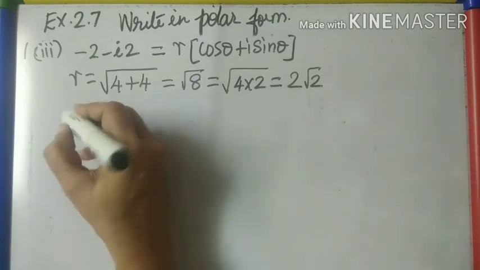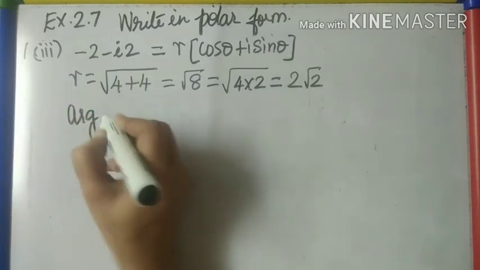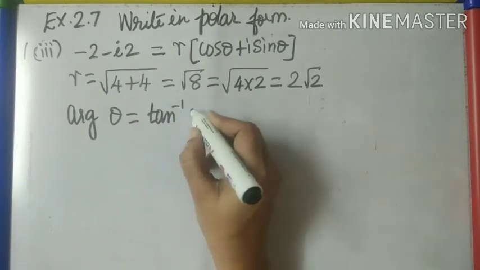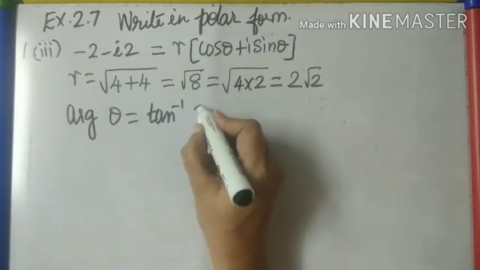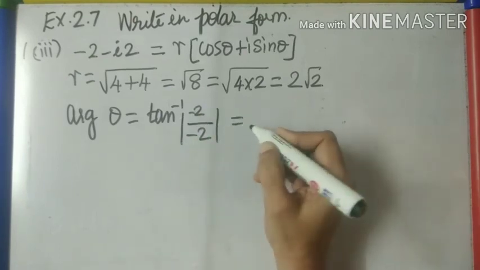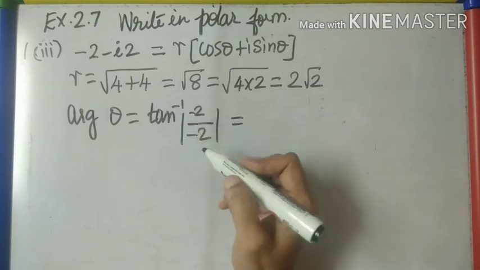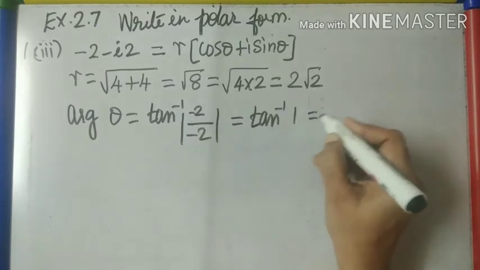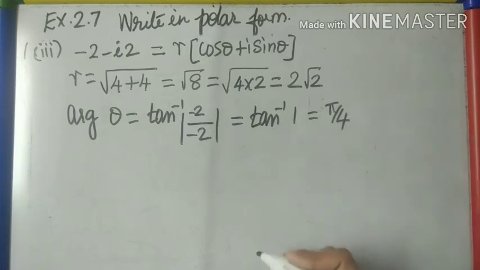The next step, we must find out the argument. So theta equals the formula tan inverse imaginary part by real part. So what is my answer? Even if it is negative, treat it as positive only. Tan inverse 1 and the value is pi by 4.